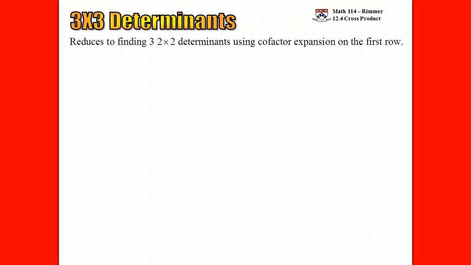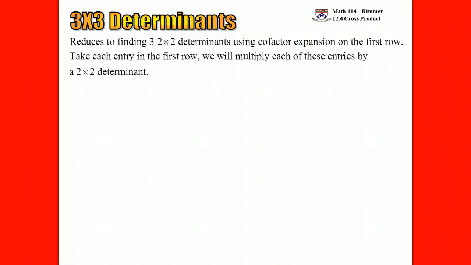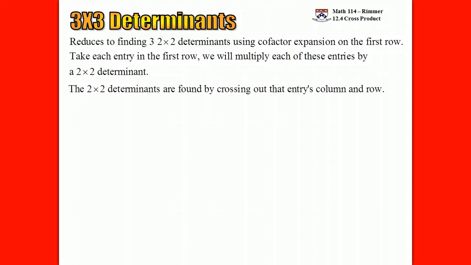So I have these 3 rows and 3 columns, these 9 numbers. If I want to calculate the determinant of a 3x3 matrix, I need to do the following. You really can do it about any row or any column, but in practice we use the first row. For our cross product, we'll be expanding about the first row. I'm going to take each entry in the first row and multiply that entry by a 2x2 matrix. The way you get that 2x2 matrix is crossing out that row and that column.